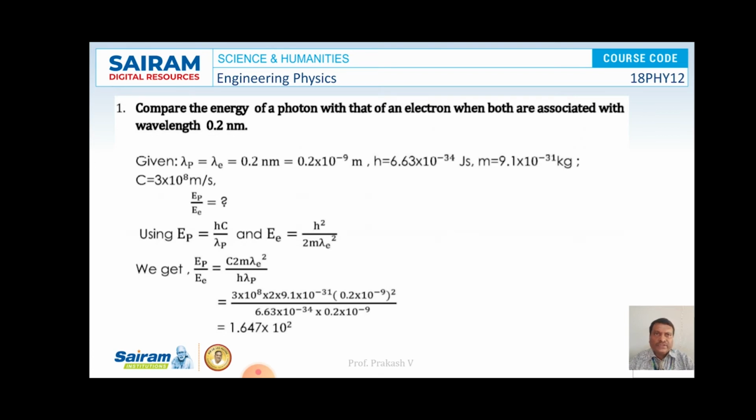So using the equation Ep is equal to hc by lambda p and Ee is equal to h squared by 2m lambda e squared, we can write Ep by Ee is equal to c squared m lambda e squared by h lambda p. So by substituting all the contents, finally the value of Ep by Ee will be evaluated as 1.647 × 10^2. So this is the final value for Ep by Ee.